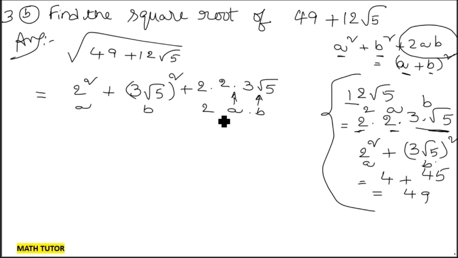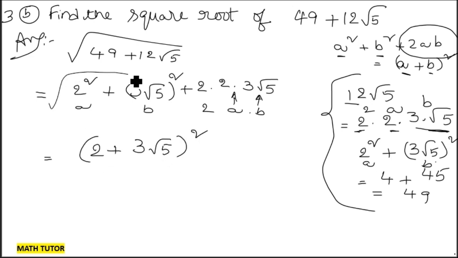Clear? Okay. Now I can write it in the format of A plus B whole square. A is 2 plus B is 3 root 5 whole square. Don't forget to put the square root here. So square root and square cancel. You will get 2 plus 3 root 5. That is the answer. Okay. Clear, kids?